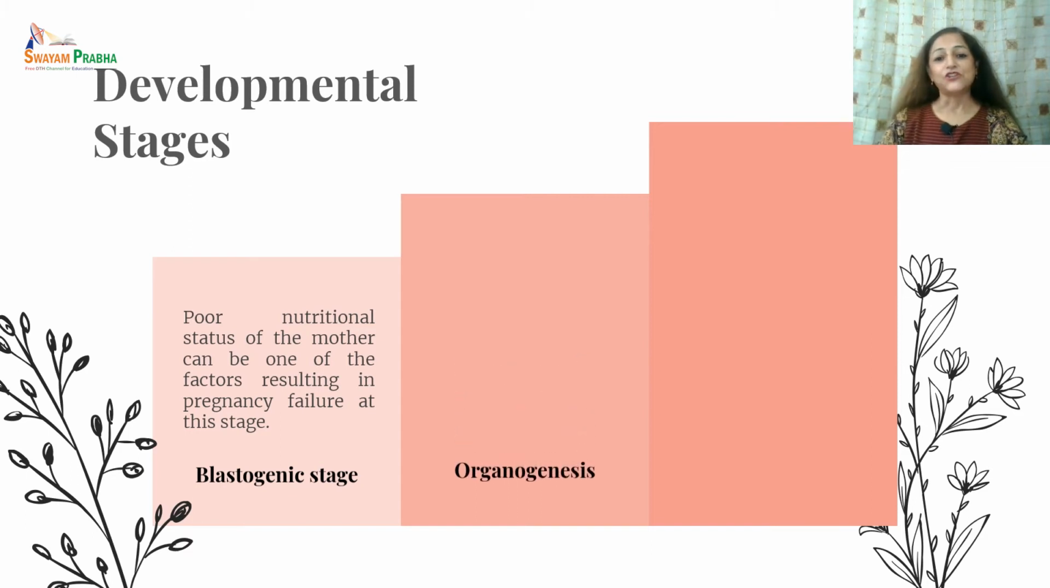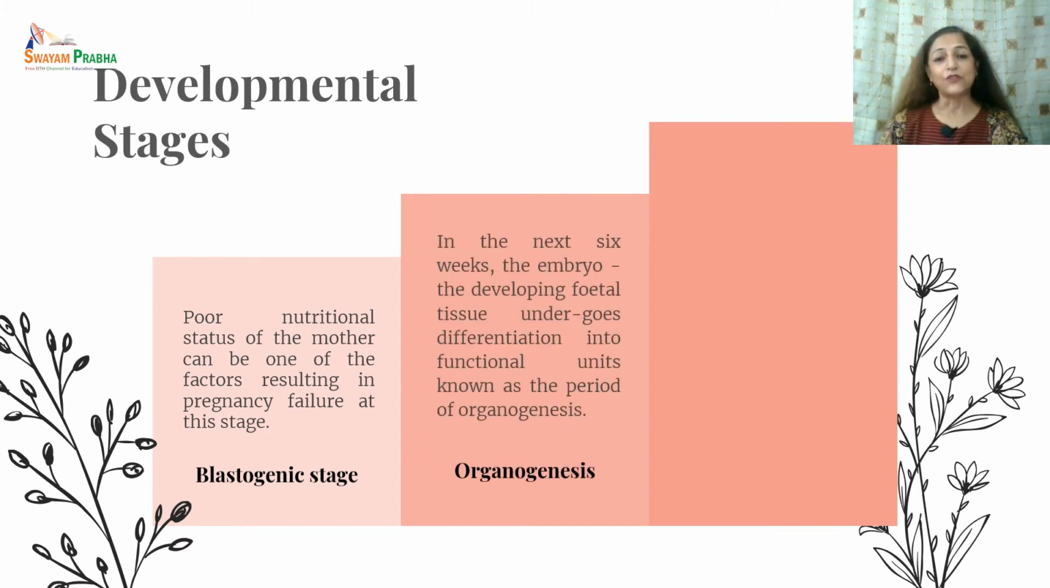The second stage is known as organogenesis. As the name suggests, it is genesis, that means production of organs. So after 2 weeks, that was the blastogenic stage, it is followed by organogenesis. This is the next 6 weeks of the embryo's life, and the developing fetus undergoes differentiation into its functional units now. So what is happening?